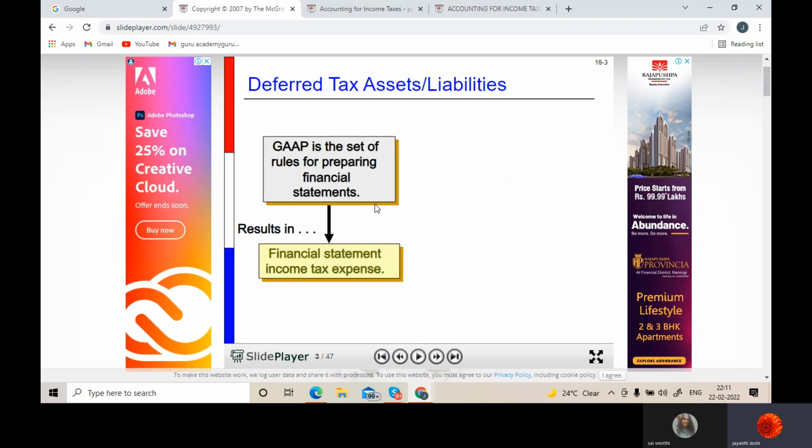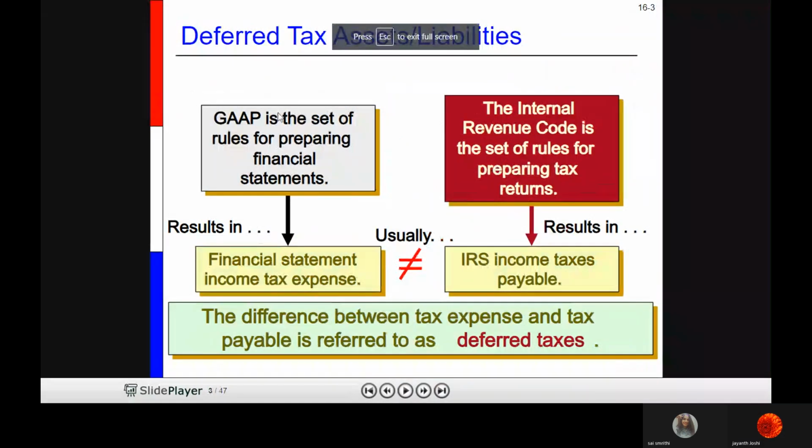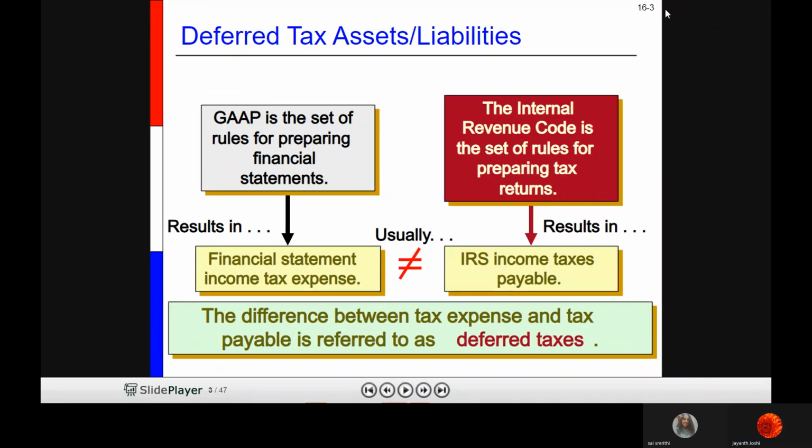So this is the slide. Here you can see GAAP is the set of rules for preparing financial statements. The Internal Revenue Code is the set of rules for preparing tax returns. Here you get income tax expense, and here you get income tax payable. The difference between income tax expense and tax payable is referred to as deferred taxes. I've explained with my examples what kind of deferred taxes, deferred tax asset or deferred tax liability. Usually these two are not always the same because different rules are followed to prepare them.